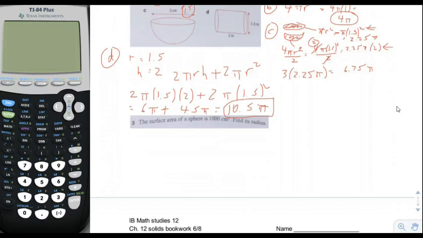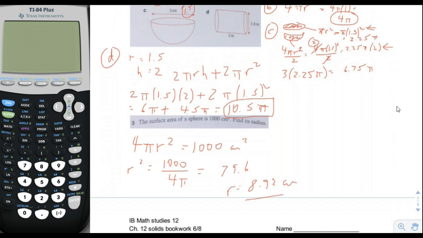So this is just an algebra problem because the surface area for a sphere is 4 pi r squared. If we set that equal to 1,000 centimeters squared, then we just need to solve for r. So we get r squared equals 1,000 divided by 4 pi. And for pi, we just put in 3.14 to get a number out. And we get 79.6. And then we take the square root of that to get the r value, and we get 8.92 centimeters. Okay, and that's it for page 5.